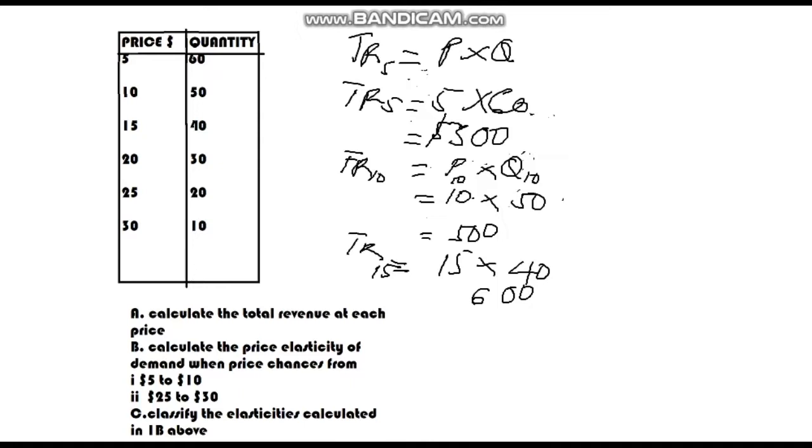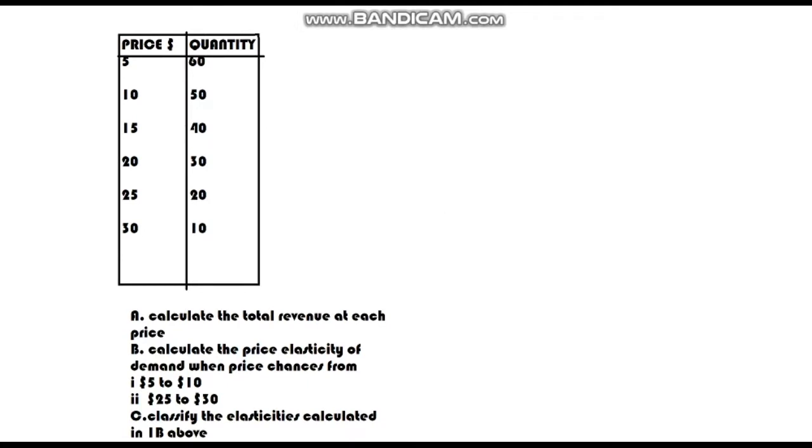So I've done the first, second, and third. I want you to also do the fourth, fifth, and sixth. So do the 20, 25, and 30, and let me know in the comment section. So let's go to B. Let me clean this one so that we can do the B. Alright, so now we are done with the A, which is calculate the total revenue at each price.